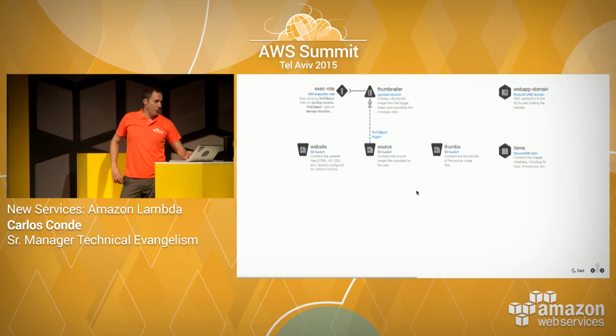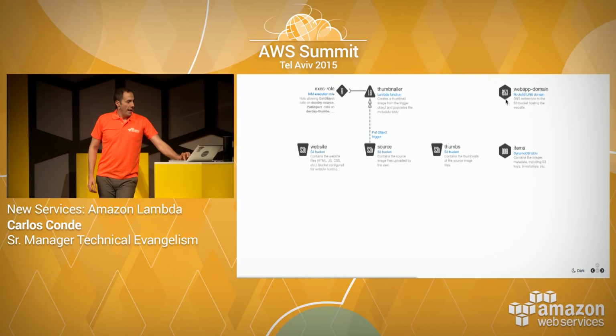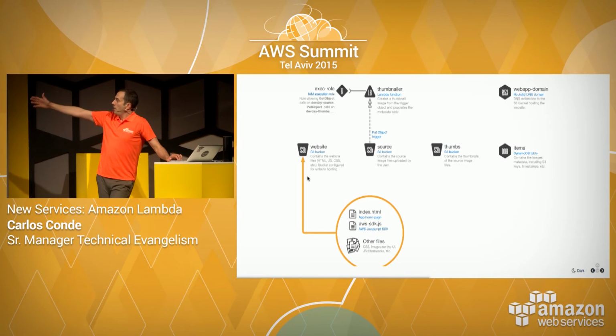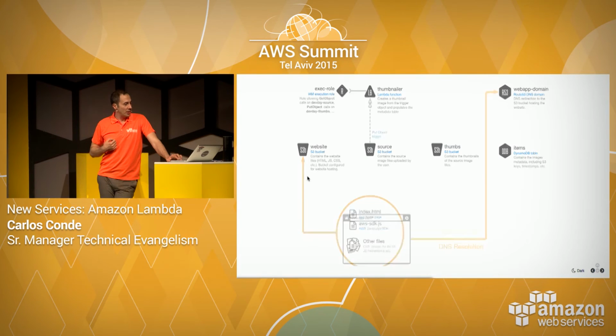You see at the top, you have the Lambda function with the role. You see the source bucket, where we're going to have the images. Here, the thumbnail bucket. I'm going to create a DynamoDB table for the list of my items. And the website is going to be statically hosted on an S3 bucket.